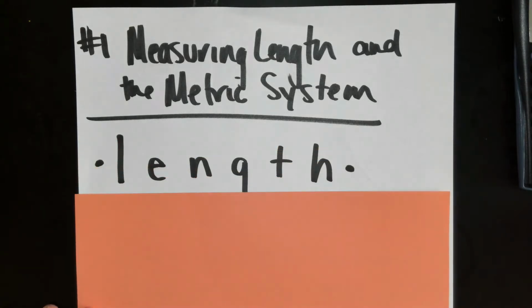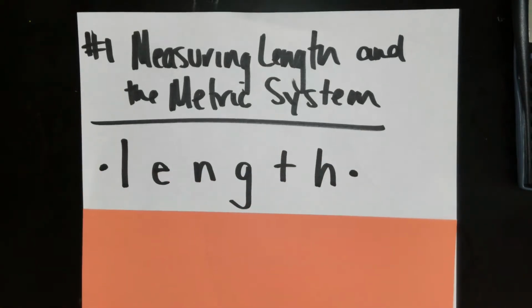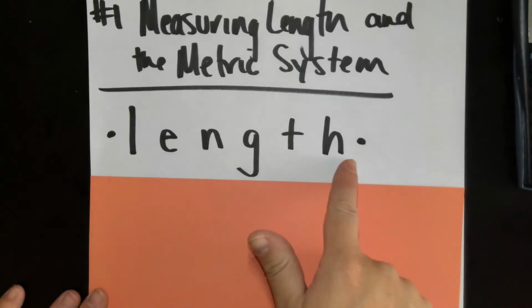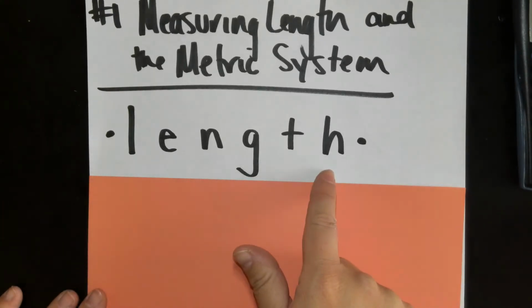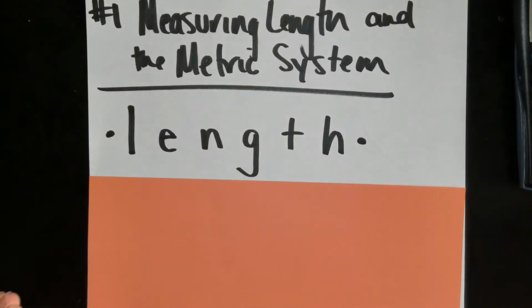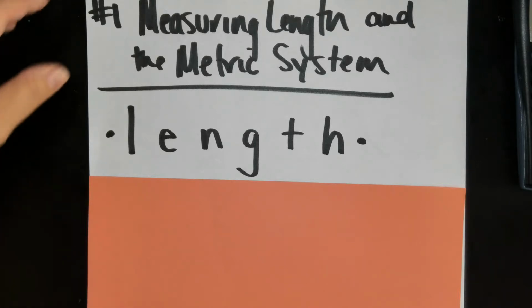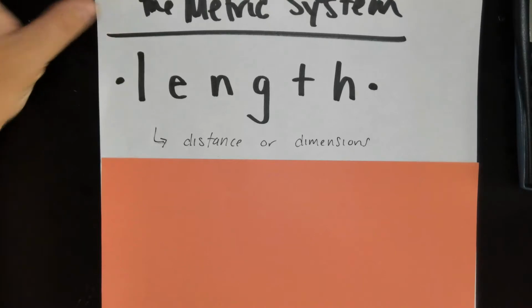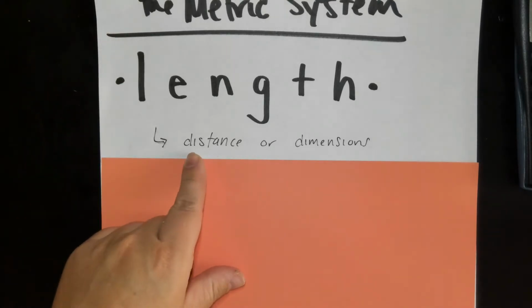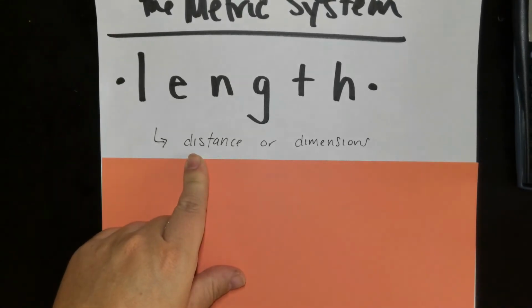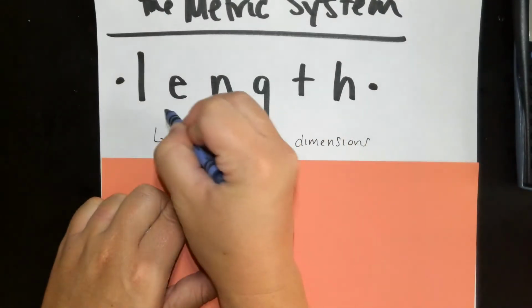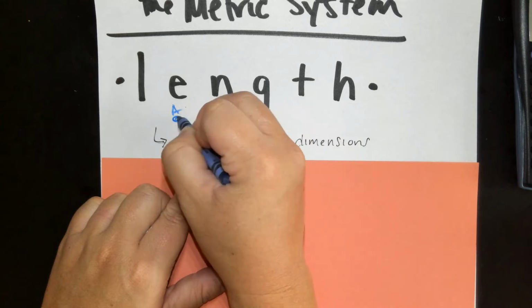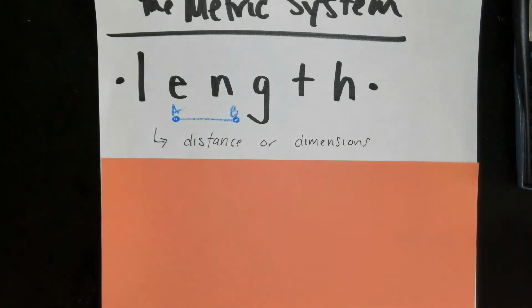Okay, so the first thing we're going to focus on is length. Okay, we know that we can measure how long something is, and that's what length really turns out to be. Okay, so what does that mean? Length means we're measuring the distance, so how far from point A to point B we are away from something. Okay, how far did we go?